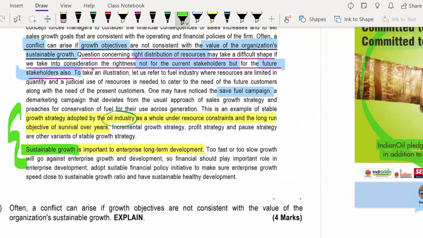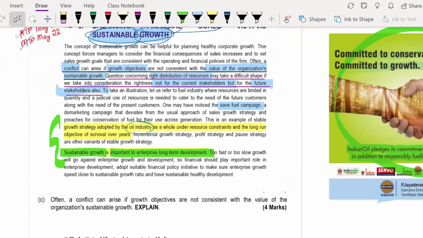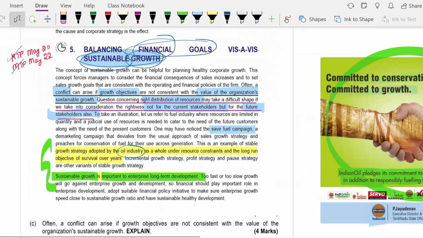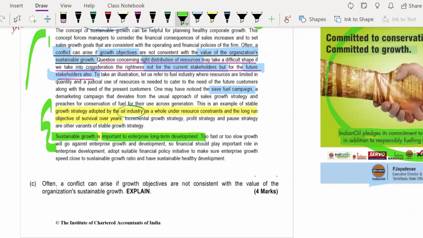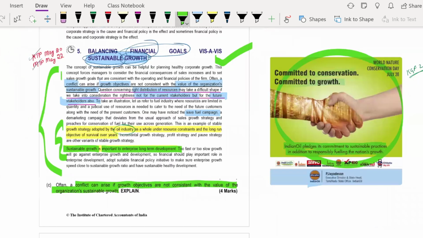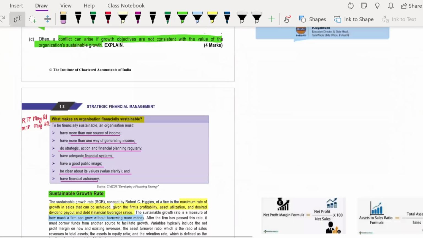So they're telling that sustainable growth is important to an enterprise's long-term development. I've explained this to you already. In one of the RTPs or MTPs, one time the question was given directly. The other time, they took a line from this entire paragraph and asked it as a question: often a conflict can arise if growth objectives are not consistent with the values of the organization's sustainable growth. Explain. So here you had to explain this entire paragraph. I hope you understand the importance of reading through the lines and inside the book for this chapter.